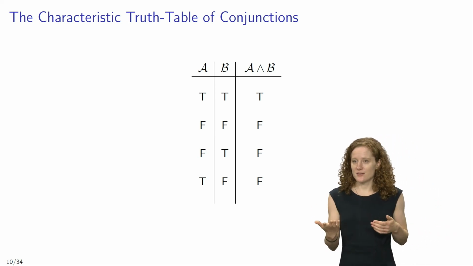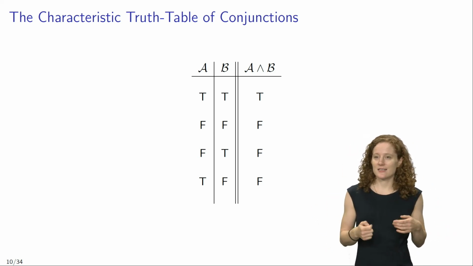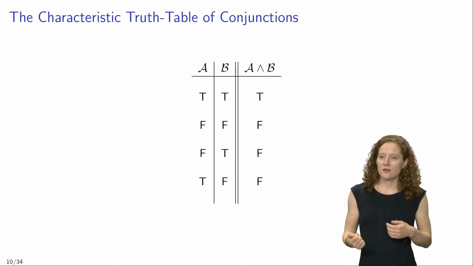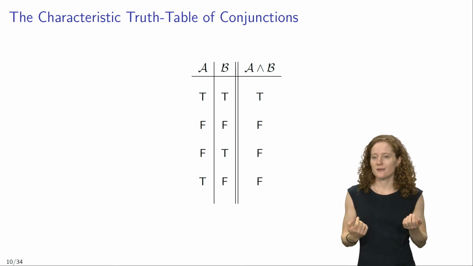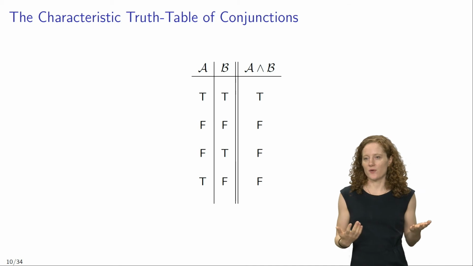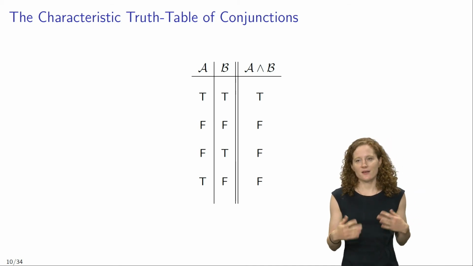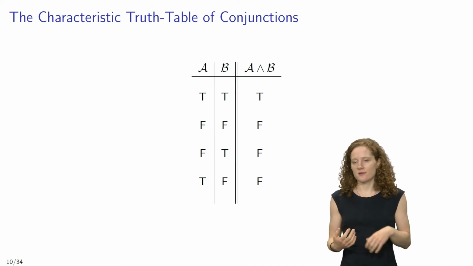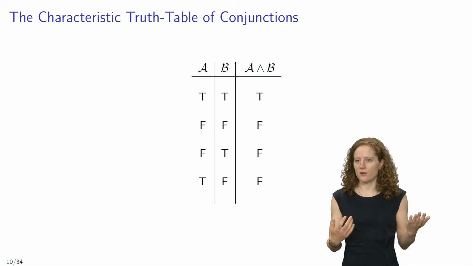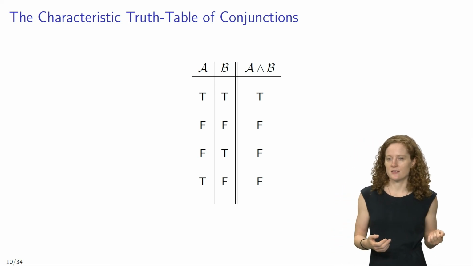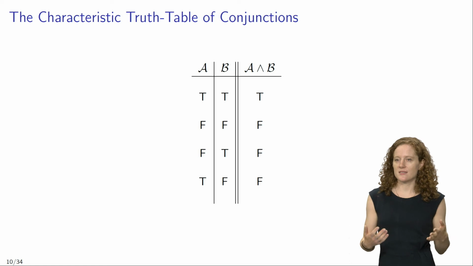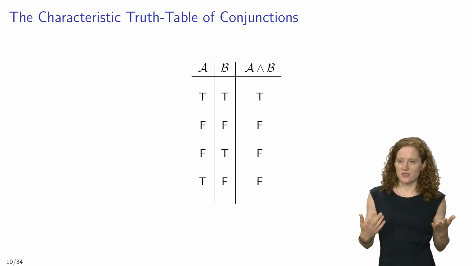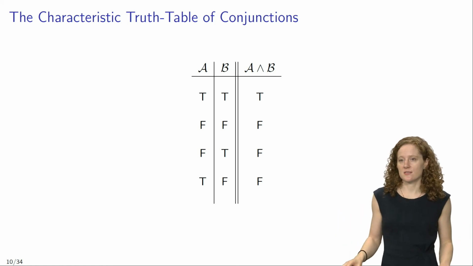And what this truth table tells us is that the sentence A and B is true only if A and B are both true. In any other possible situation, meaning the situation in which both A and B are false, or in which only one of the two sentences is false, in all these other situations, the conjunction A and B is false.